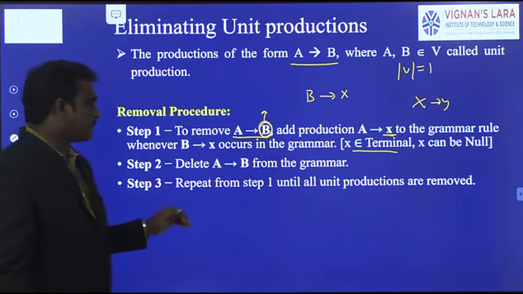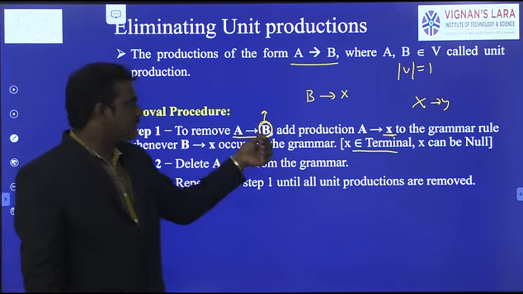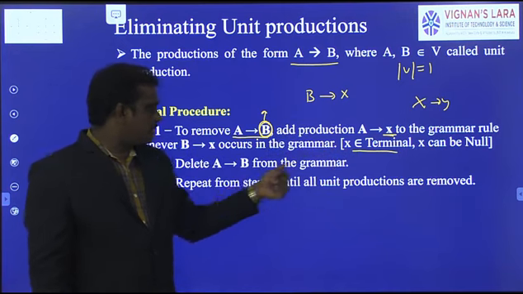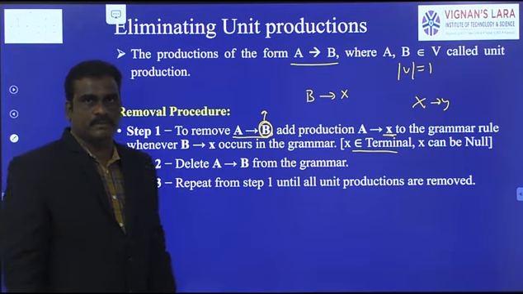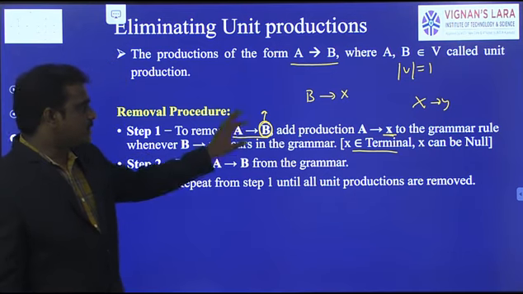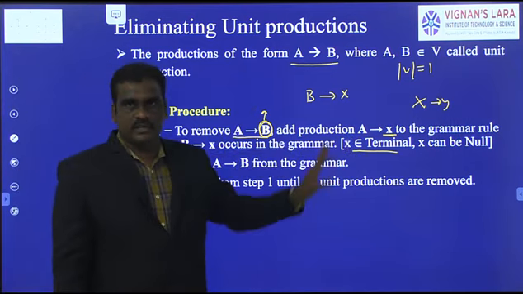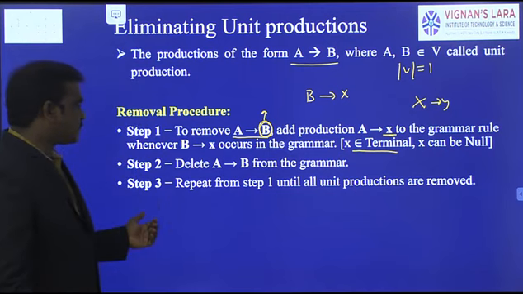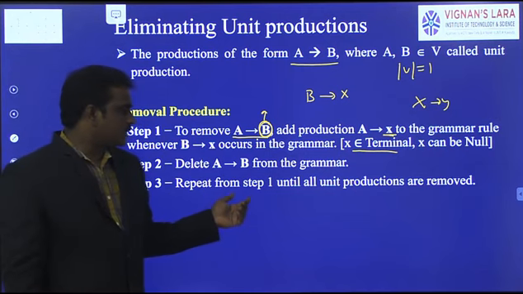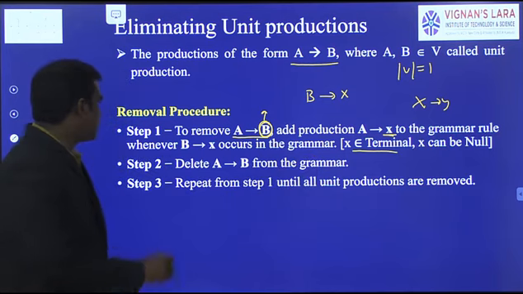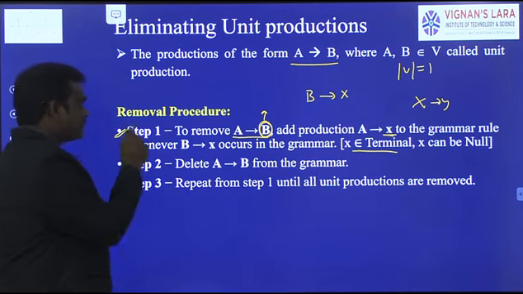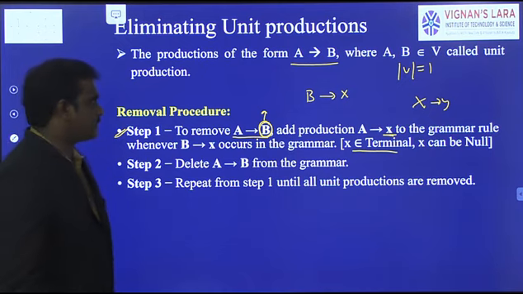Once we replace B with X, next we have to remove the A to B production. Instead of A to B, we can use A to X. And the next step: repeat from step 1 until all unit productions are removed. So this is the major step.